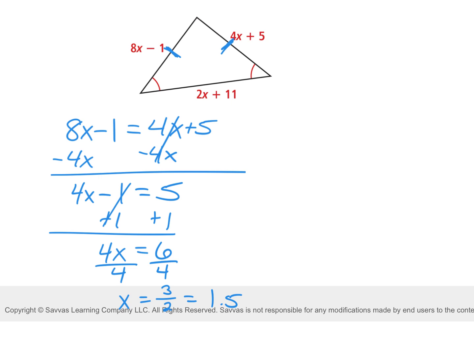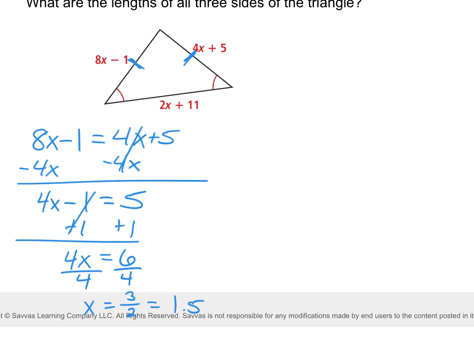Part B says, what are the lengths of all three sides? How do we figure that out? Plug in x. Okay, I'm going to label my triangle up here just so I can stay consistent. I'm going to label it A, B, and C. So side A, if I'm plugging it in, I have 8 times 1.5 minus 1. If you typed that into your calculator, you would get 11.